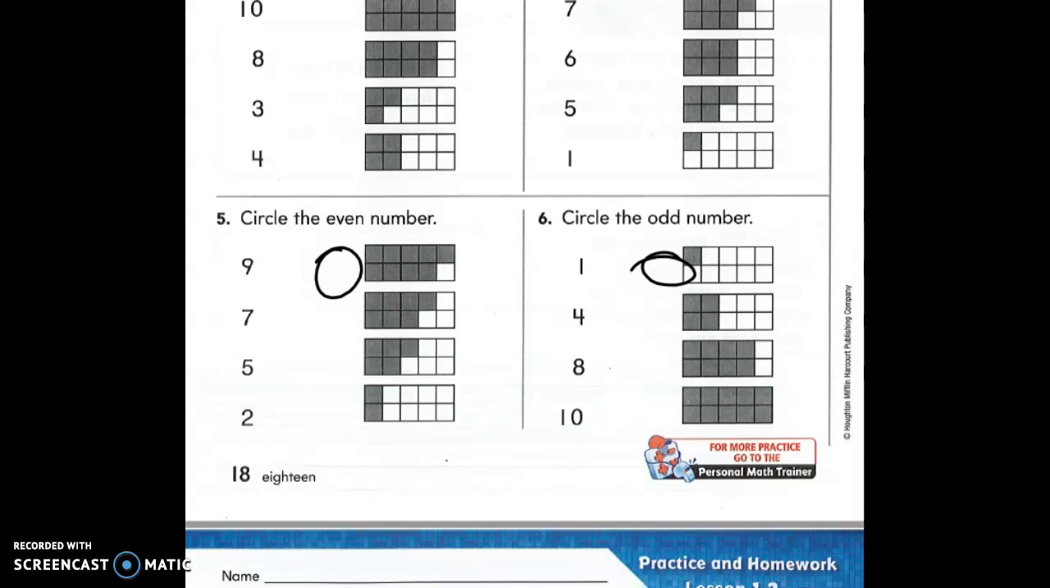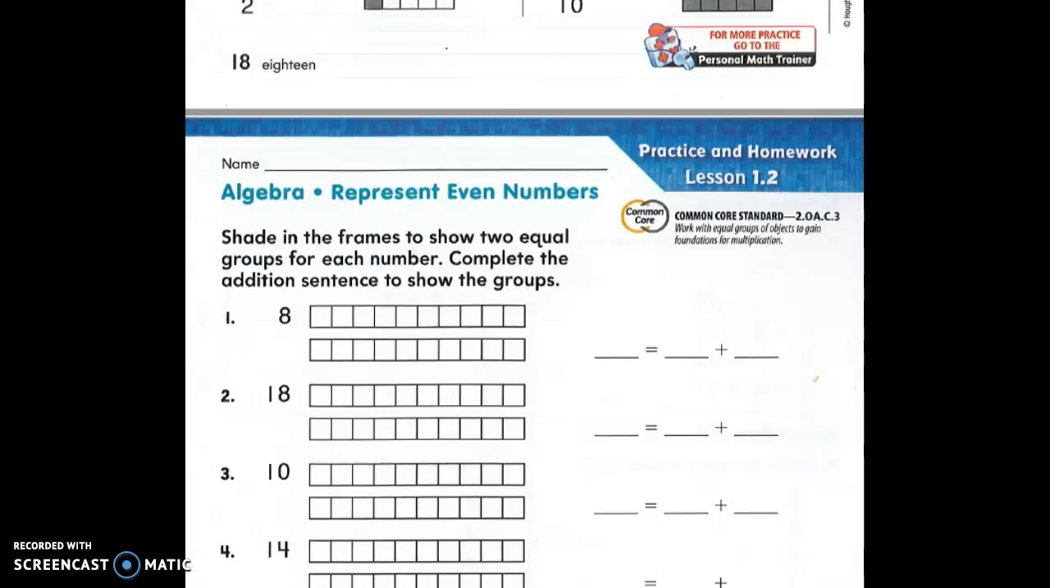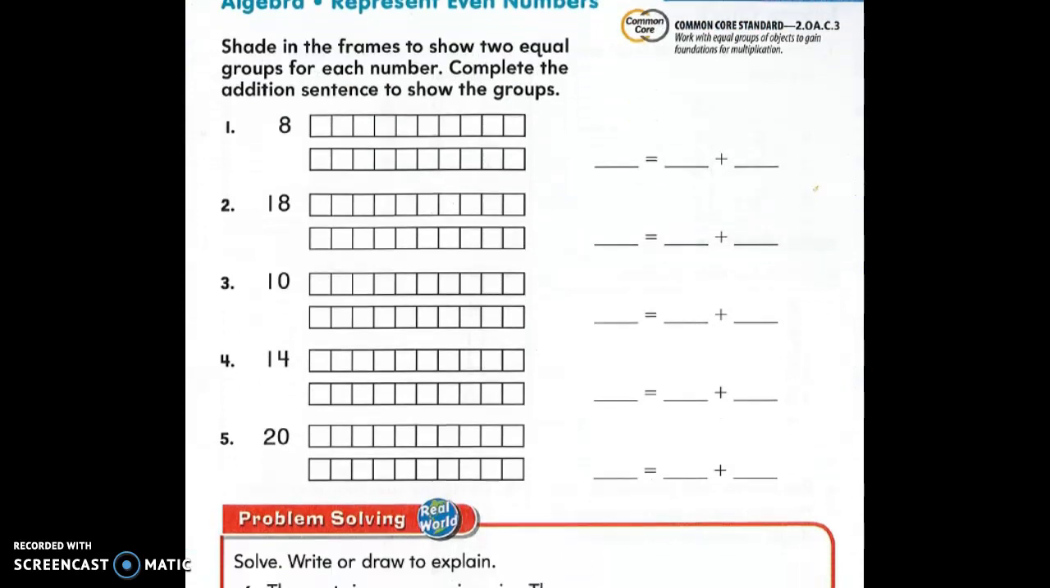And your last page, scroll on down. I want you to shade in 10 frames to show 2 equal groups. So this is the doubles. 8. Let me get a different color. Shade. 1, 2, 3, 4, 5, 6, 7, 8. So in this group up here, I have 1, 2, 3, 4, and it's the same in this group, 1, 2, 3, 4. So that equals 8 altogether, and my doubles is 4 plus 4. So you're going to do those with each of these.